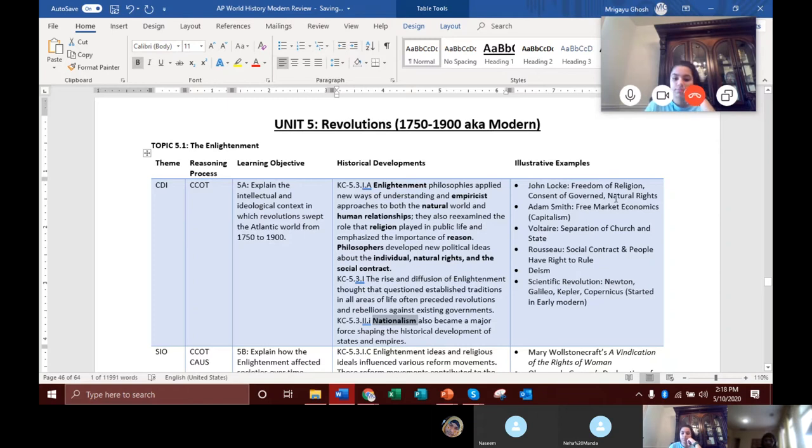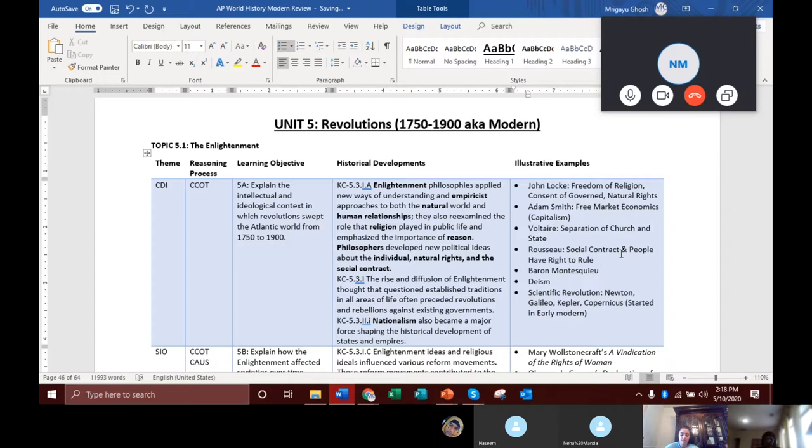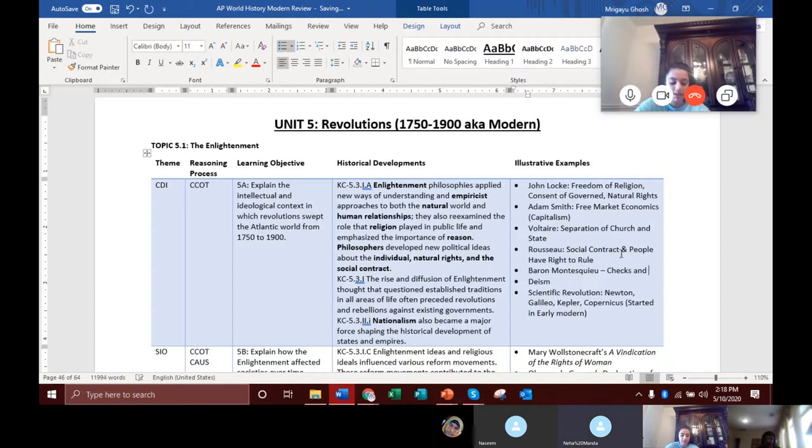So we're looking at John Locke, Adam Smith, Voltaire, Rousseau. There's another one that was Baron Montesquieu. Wait, who was he again? His name is so familiar. Montesquieu. He did the checks and balances. Oh, yeah. And the separation of power.